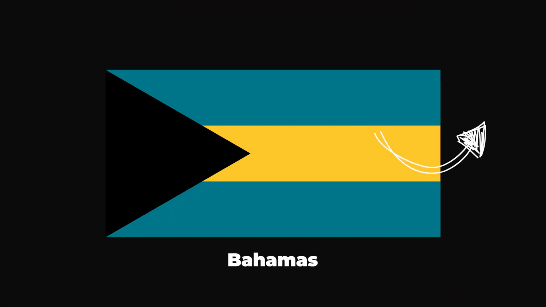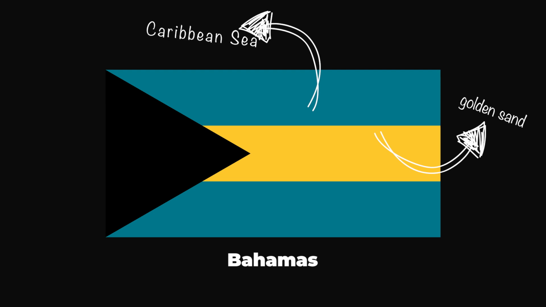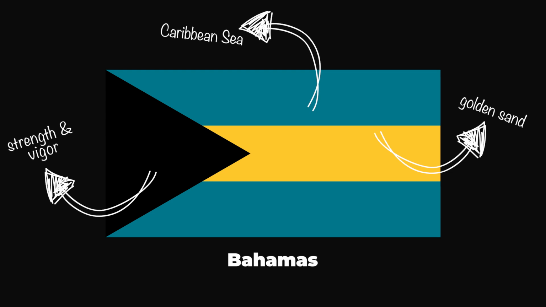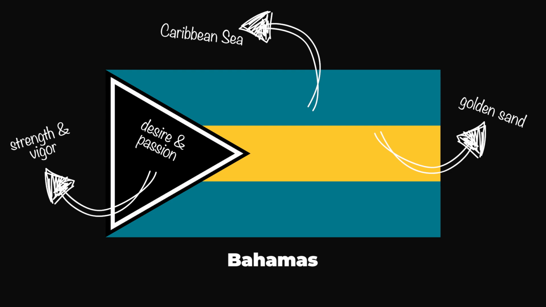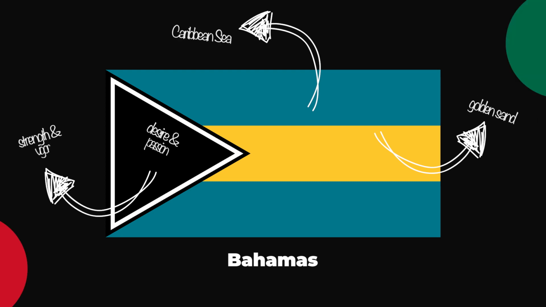The gold stripe represents the golden sand of the island's beaches, and the aquamarine Caribbean Sea that borders them. The black symbolizes the strength and vigor of the Bahamian people, while the triangle represents the desire and passion of the people to make the most of their natural resources.